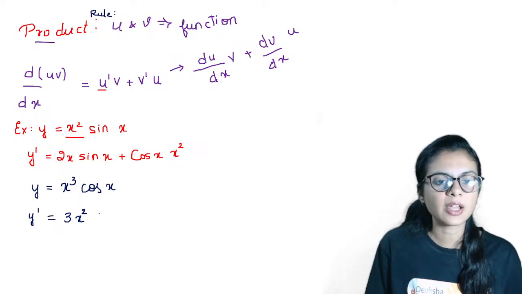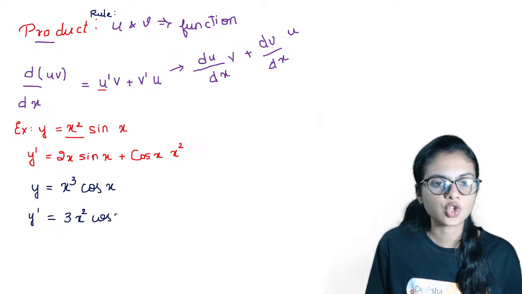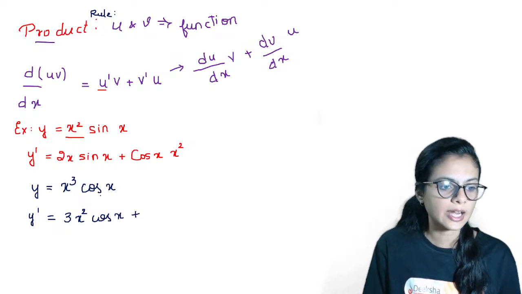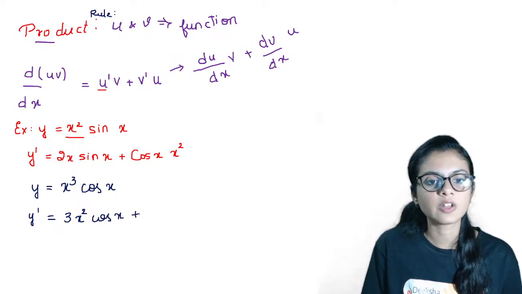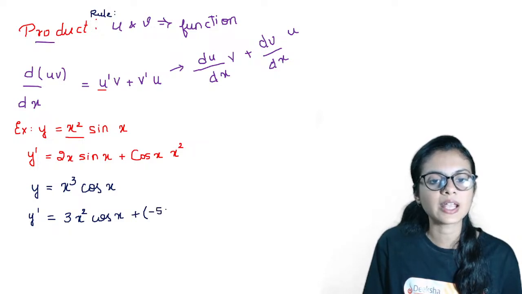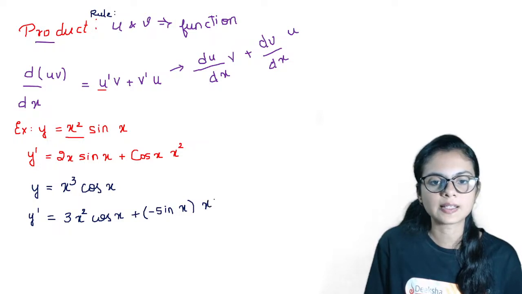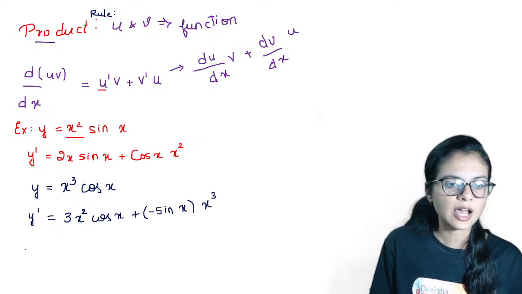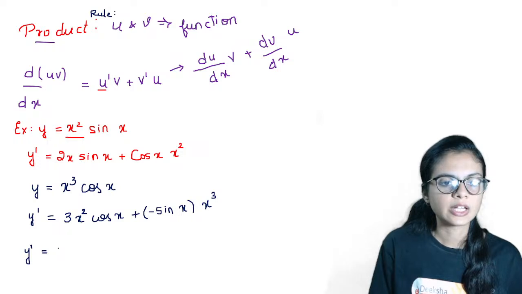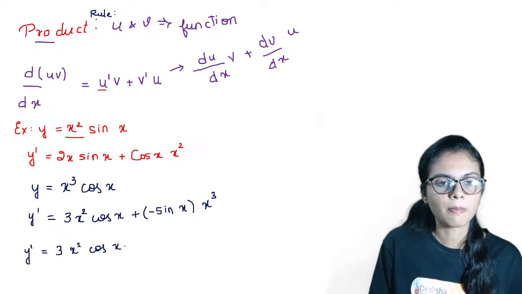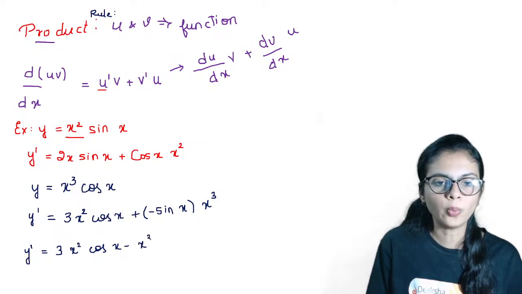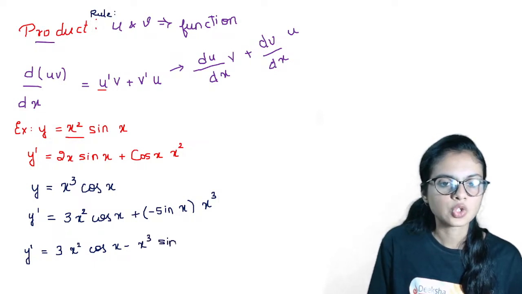So what's the second term? I'll just keep it as it is. That is cos x. Plus I should differentiate the second term, that is cos x. Differentiating cos x gives us minus sin x. Okay, and keep the first term as it is. If I just arrange these terms once again, it turns out to be 3x square cos x minus x cube into sin x. So this is the answer.